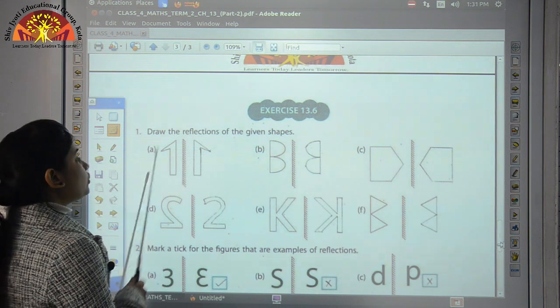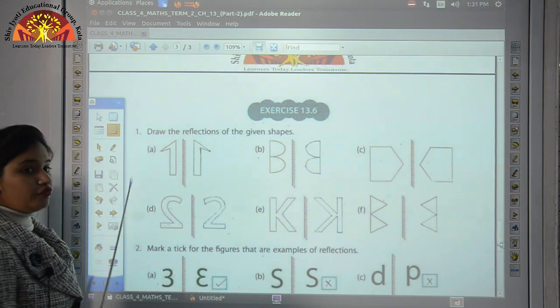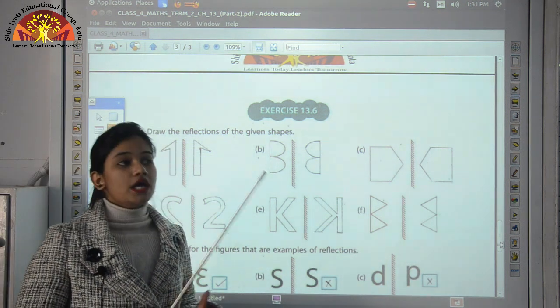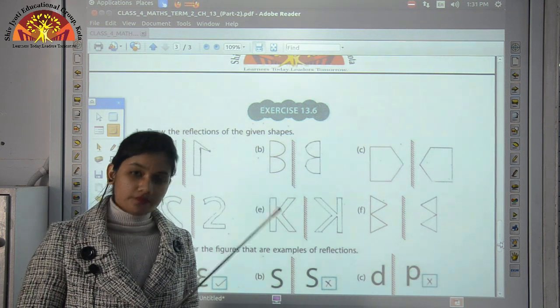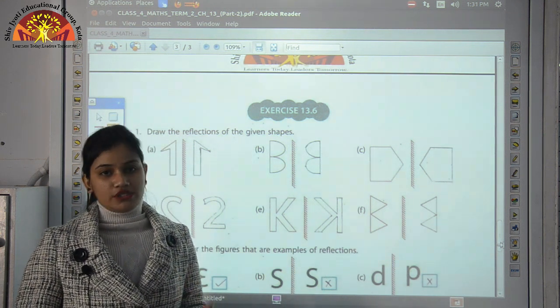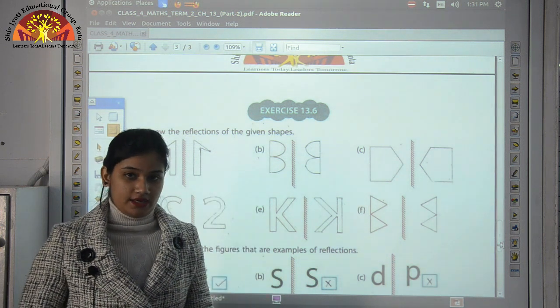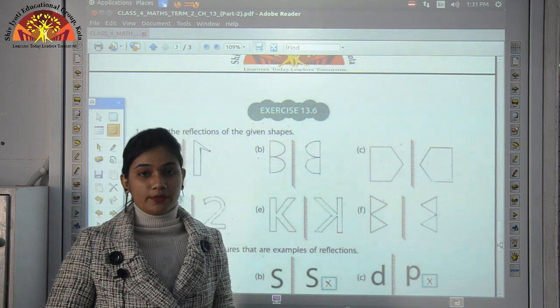Question number 1. Draw the reflections of the given shapes. So now here we have to draw the reflections. So now students, what are the reflections? If you stand in front of a mirror, what will you observe there? You will observe your image in it. आप क्या देखोगे? आप जैसा same shape आपको mirror में दिखाई देगा. That will be your mirror image, or you can say that will be reflection.